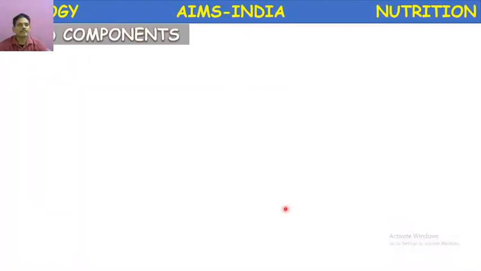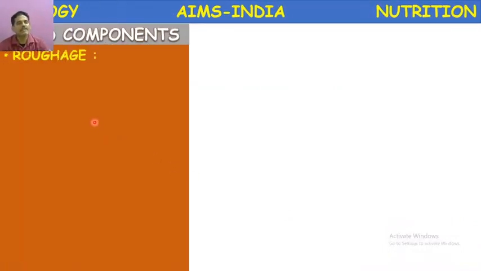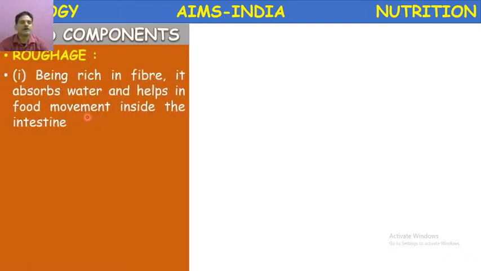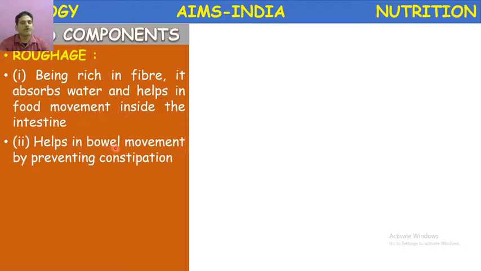Next, let us proceed to another important food component, roughage. What is roughage? It is also called dietary fiber. Being rich in fiber, it absorbs water and helps in food movement inside the intestine. The functions of roughage: the first function, being rich in fiber, it absorbs water and helps in food movement inside the intestine. And it also helps in bowel movement by preventing constipation.